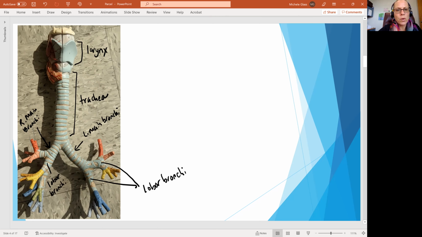And then on this model, you have even smaller little branches. They're all color coordinated. And those super small branches that are shown here are the segmental bronchi. And bronchi would be plural, bronchus would be singular. And that's as far as this particular model shows.